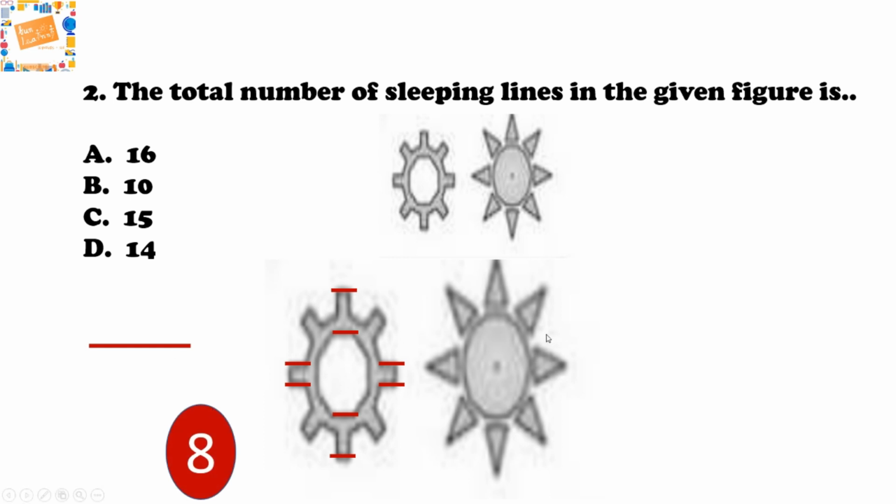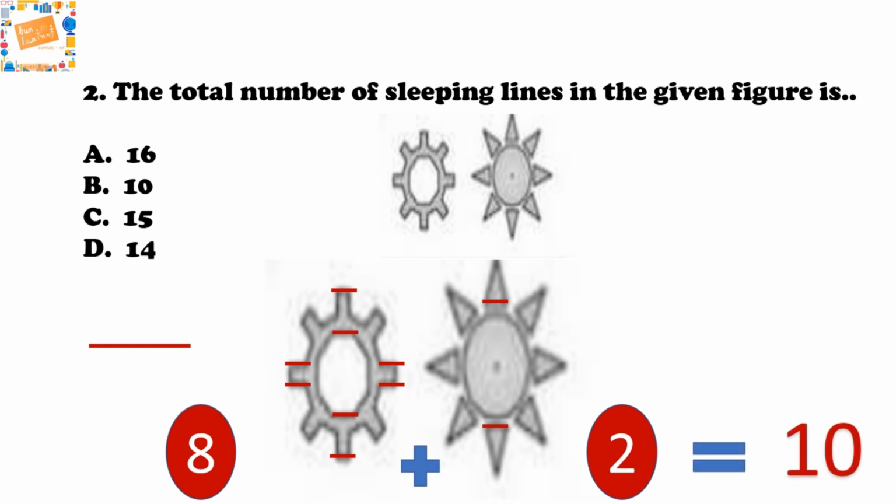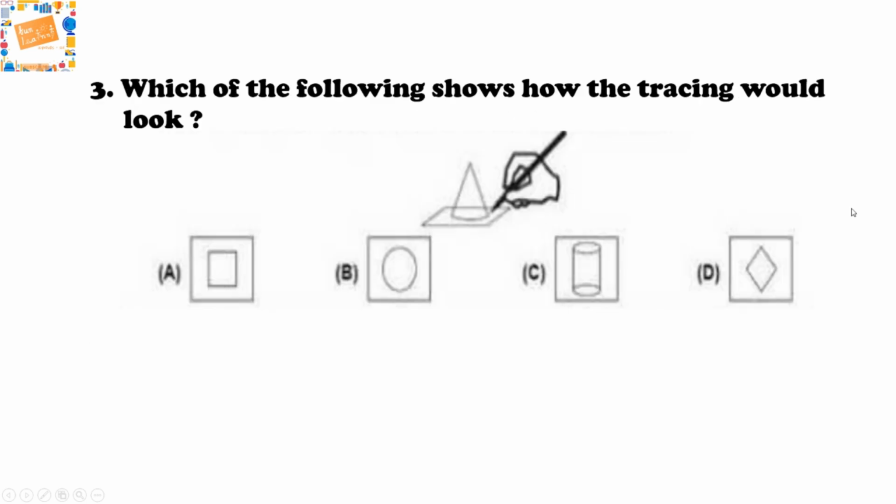Now let's head to the second figure. In the second figure, look at the standing triangles. So we clearly have 1 and 2 sleeping lines on the standing triangles. Are there any more? Well, no, there are just 2 sleeping lines here. If we add up the 2, the total number is 10. That is option B, having 10 sleeping lines. Let's go to our next question.